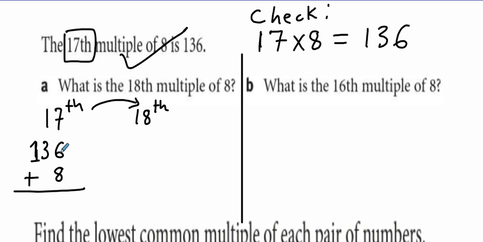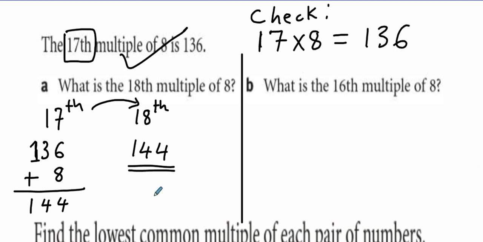136 plus 8: this will be 14, carry 1, this is 144. So the 18th multiple of the number 8 will be 144. Right? Now this is using the concept of addition.